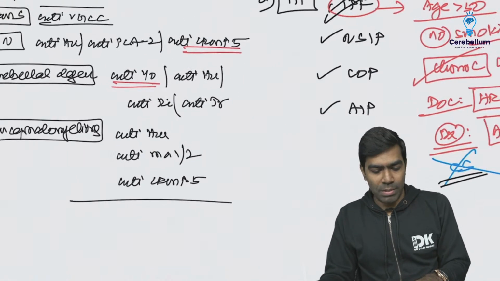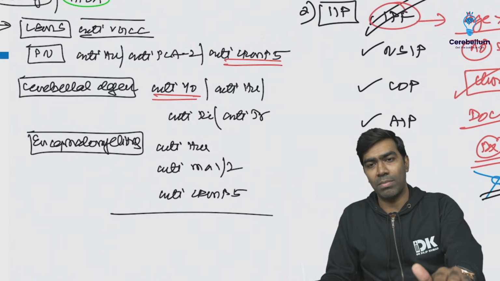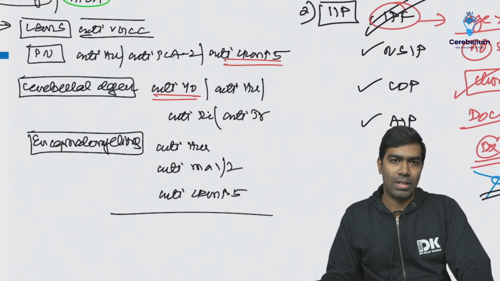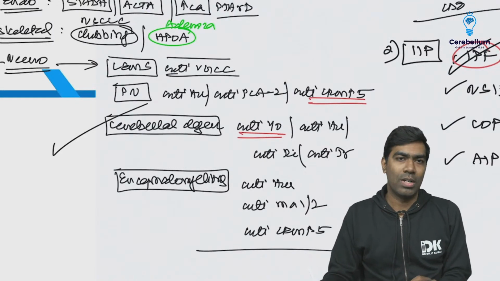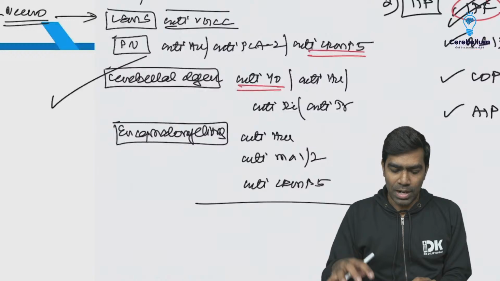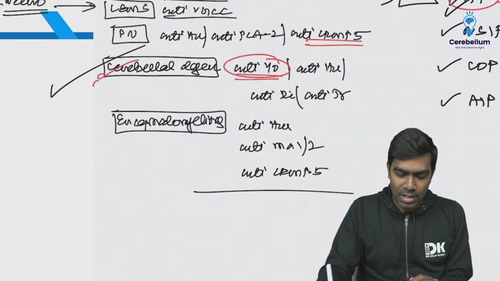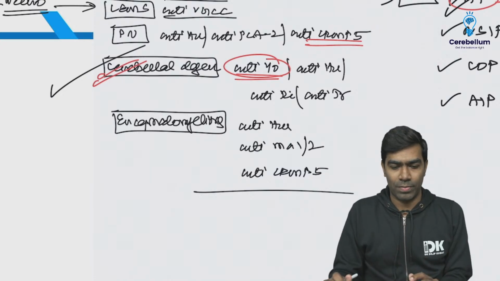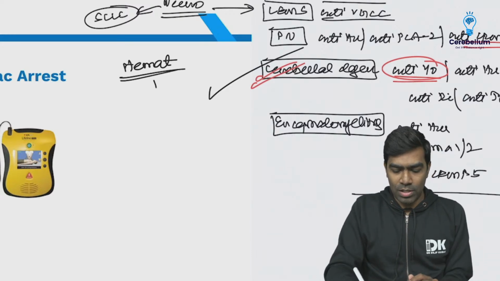Even though this may not seem very important to you guys, actually it is extremely important for exams. Many times if they want to frame tougher questions, this is what they're going to ask in exams. Okay, cerebellar degeneration and encephalomyelitis. In that, anti-Yo causing cerebellar degeneration is extremely important. And they can target the hematological complications also. So what are the hematological complications?